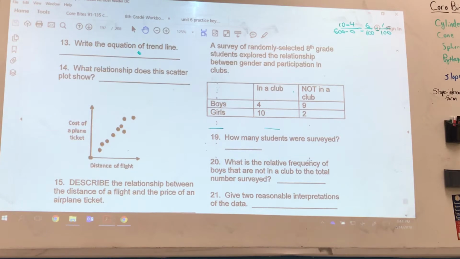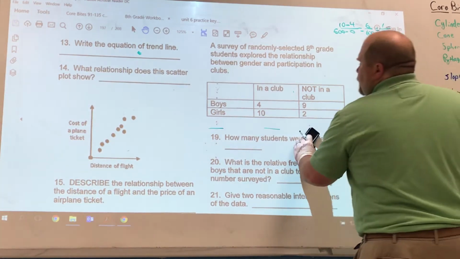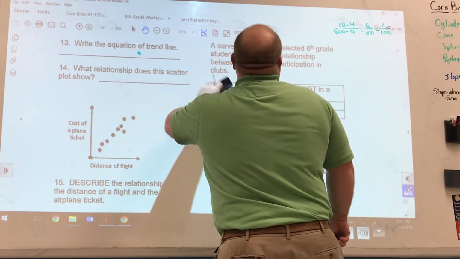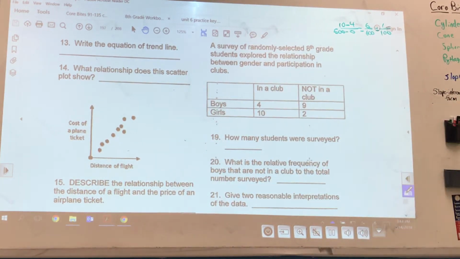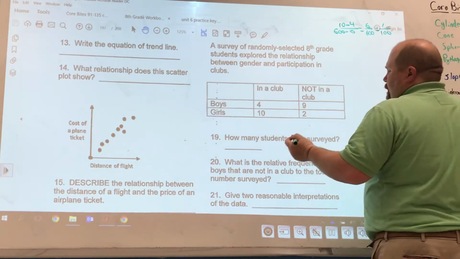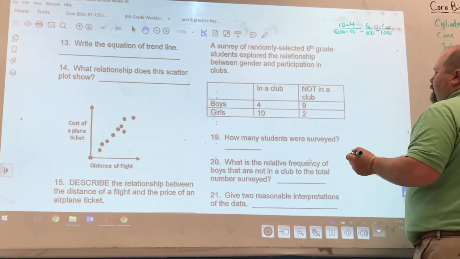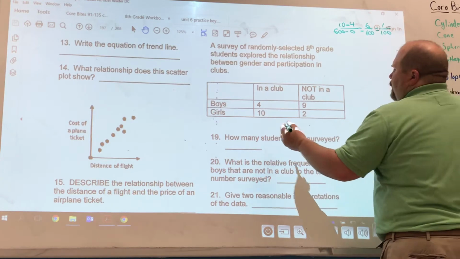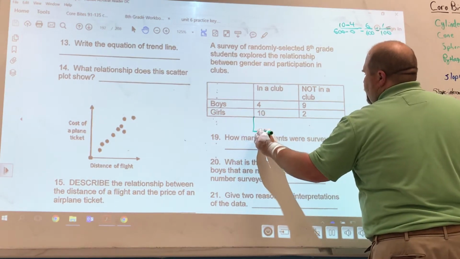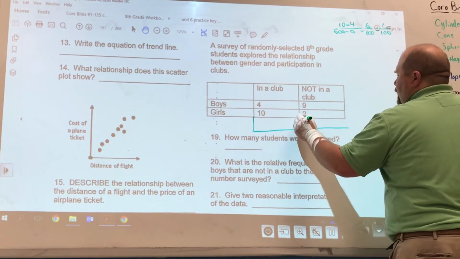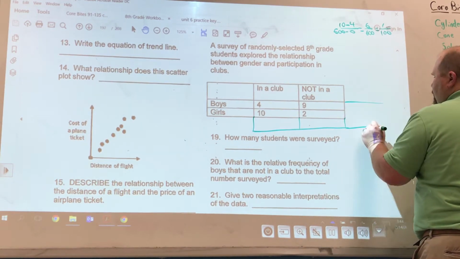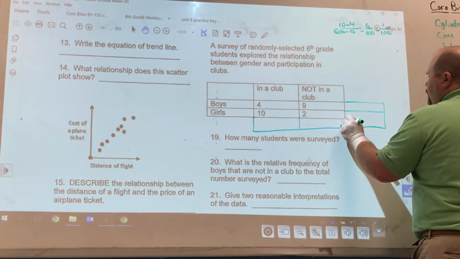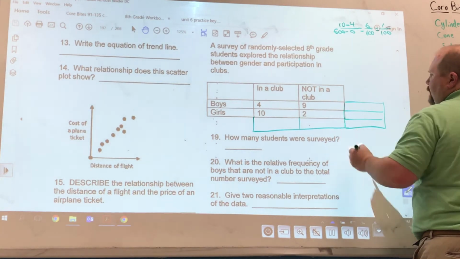All right, a survey of randomly selected 8th grade students explored the relationship between gender and participation in clubs. Okay? So, how many students were surveyed? Well, we're going to need to know the total. And in fact, I'm going to go ahead and find the total of all of these categories and columns because I know I might need it. And if I don't need all of them, so be it. But I'm probably going to need them.